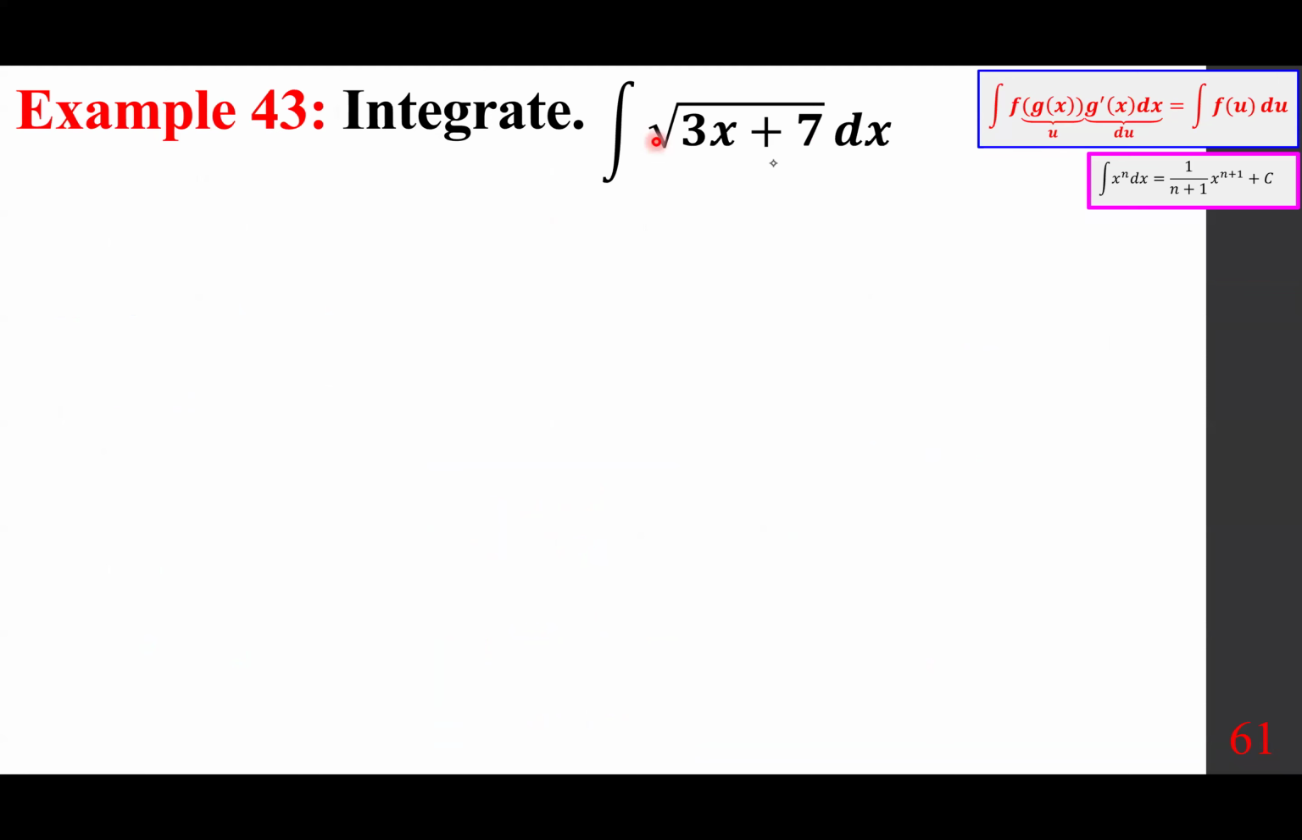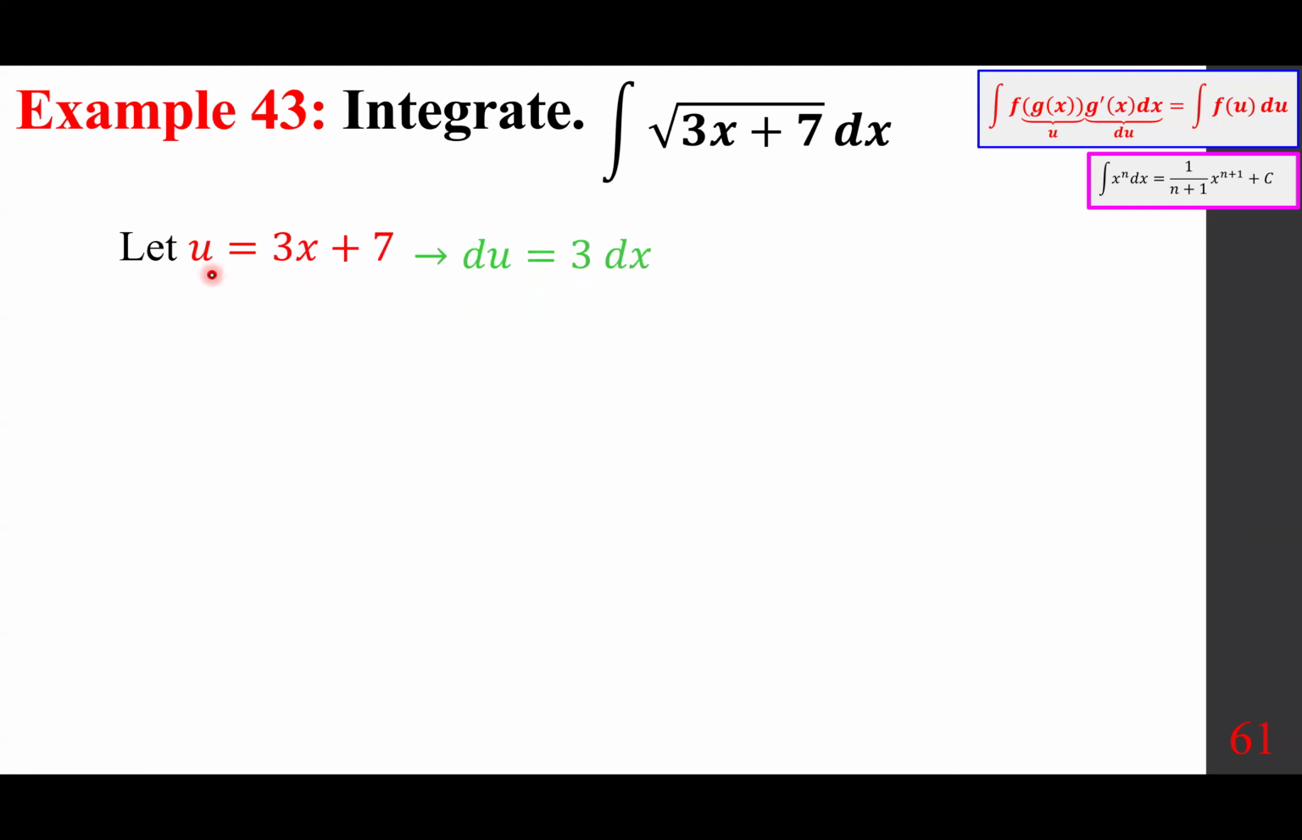What about this one? The integral of square root of 3x plus 7 dx. Now, it's a question I want to do both ways, the way that I do it and the way that most texts do that. You'll see what happens. First and foremost, the choice of u is 3x plus 7. du/dx is 3, therefore du is 3 dx.